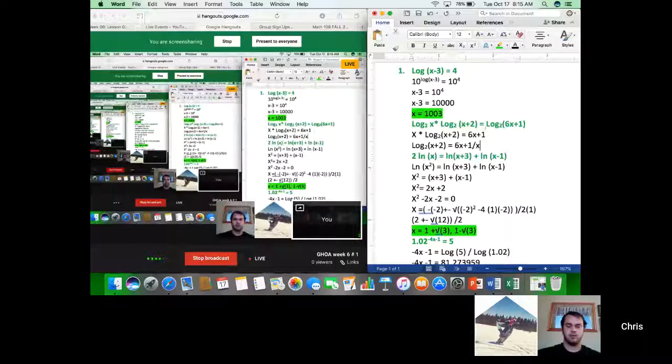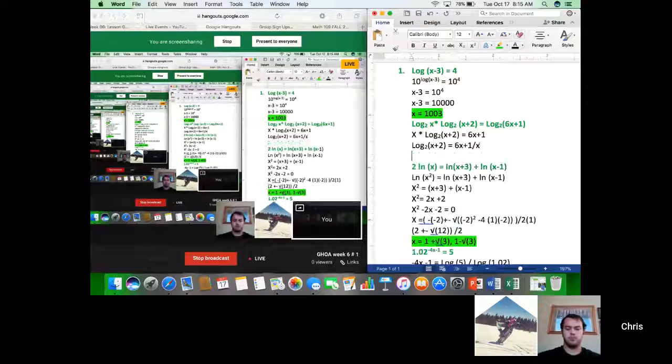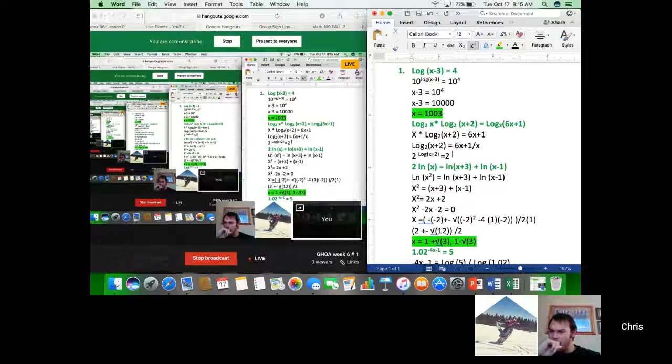I guess we could do it like we did up here. 2 log of x plus 2 equals 2 to the plus 1, I guess. Can you multiply both sides by logs again to cancel them out? Or would that make it too difficult? No. Darn.